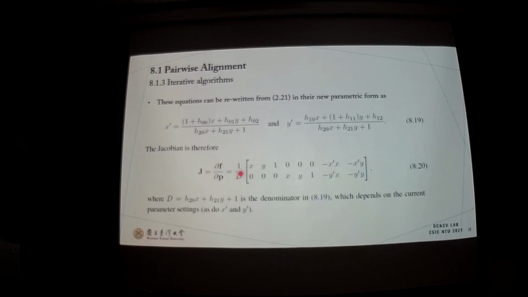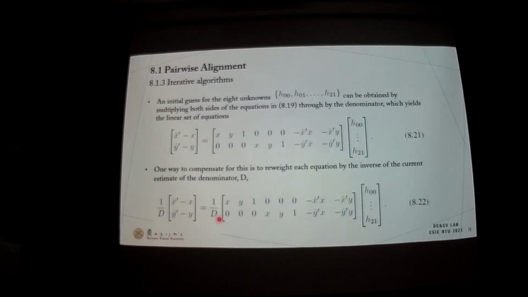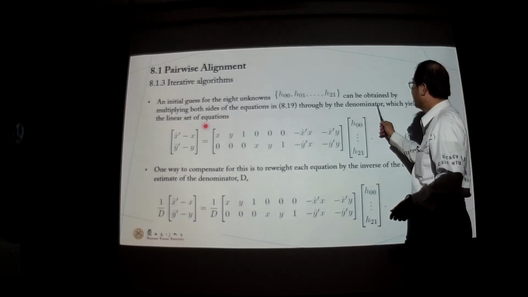In this case, we also have a parameter d, where d equals h20 x plus h21 y plus 1. This is the denominator in equation 8.19. It depends on the current parameter settings as well as x prime and y prime. The initial case for the 8 unknowns of this h parameter can be obtained by multiplying both sides of the equation in 8.19 through the denominator.